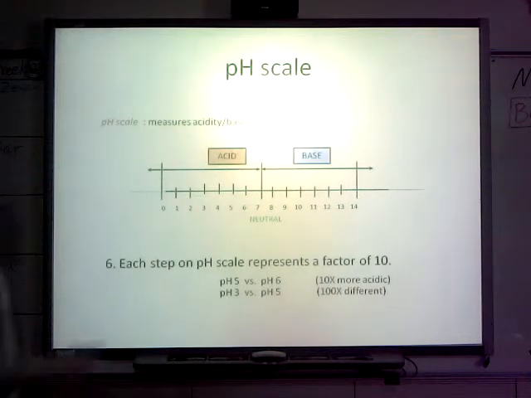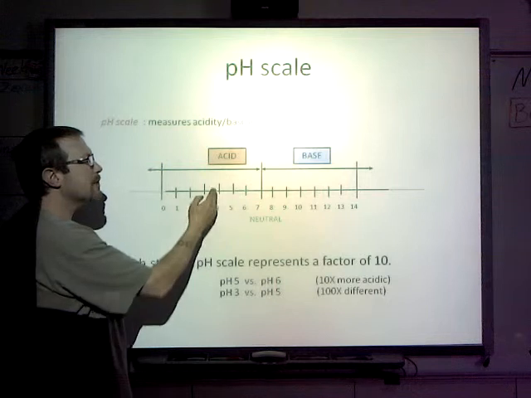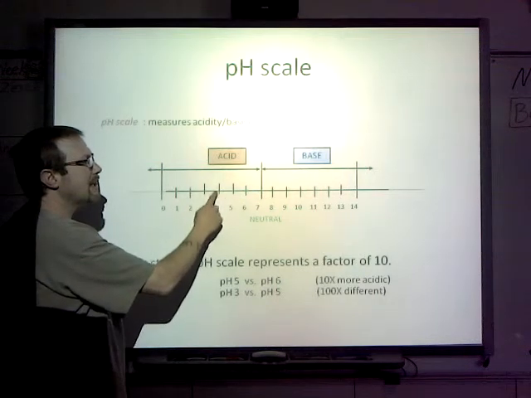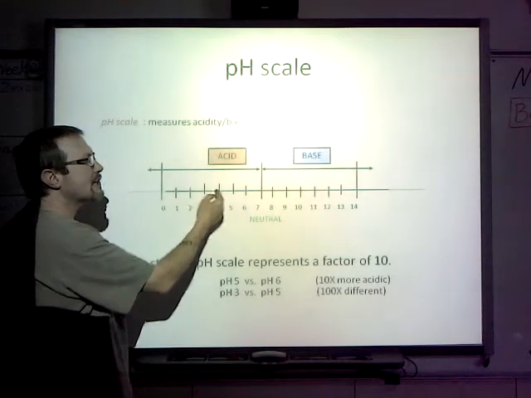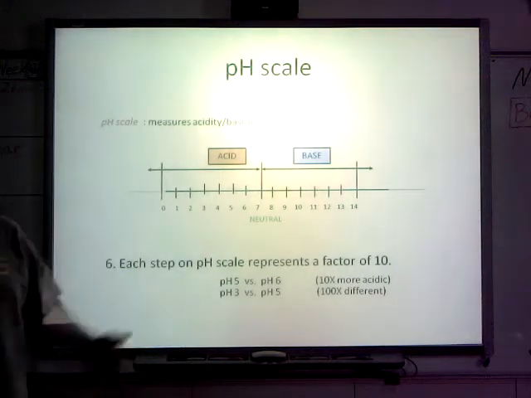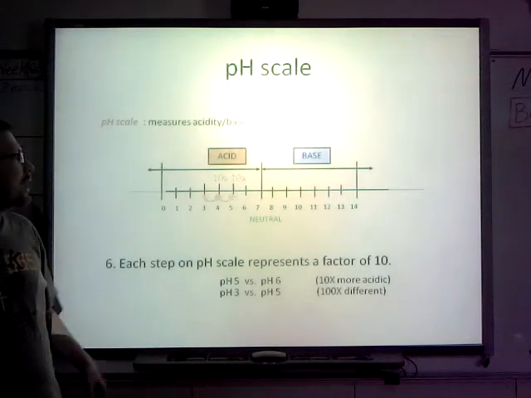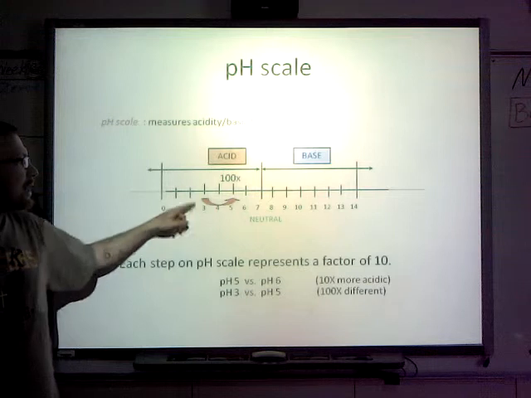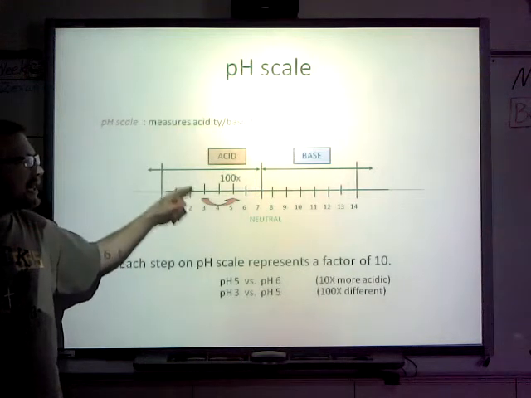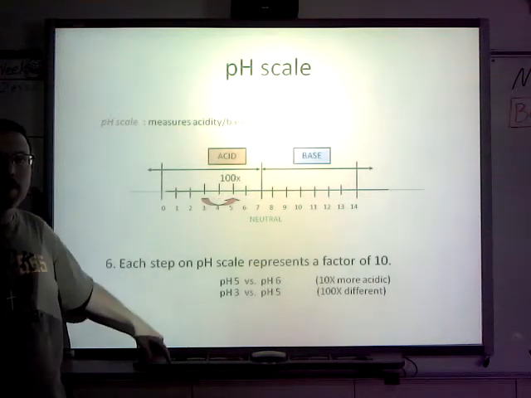And if I've got something out here at pH 3, that's 2 steps away. Well, here's a factor of 10. Here's another factor of 10. What's 10 times 10? Absolutely, which means that something that has a pH of 3 is 100 times more acidic than something that has a pH of 5.